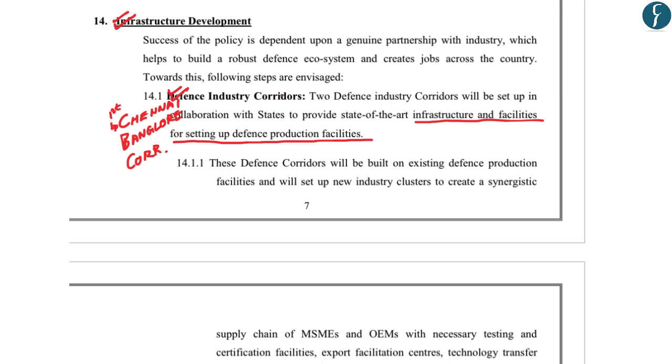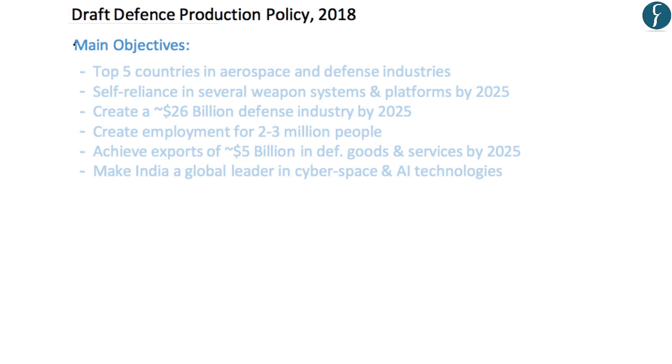Now, hopefully up till here, you've gotten a brief understanding of the Draft Defense Production Policy of 2018. Now, let us revise the main objectives and the main strategies that have been given in the Defense Production Policy of 2018. The first main objective of the Draft Defense Production Policy of 2018 is that it intends to make India one of the top 5 countries in aerospace and defense industries. The second main objective is to make India self-reliant in several weapon systems and platforms by the year 2025.